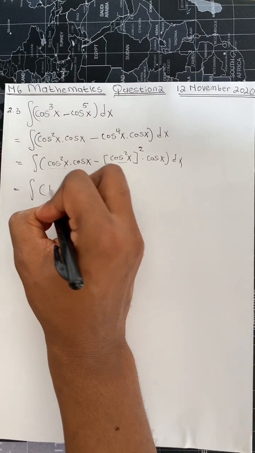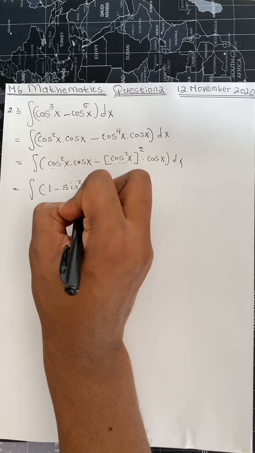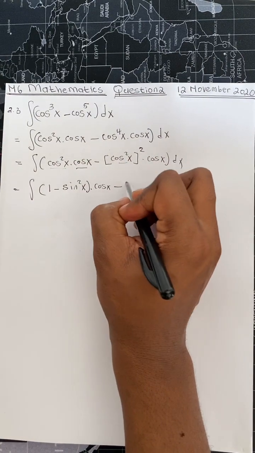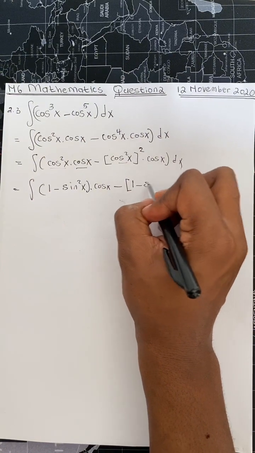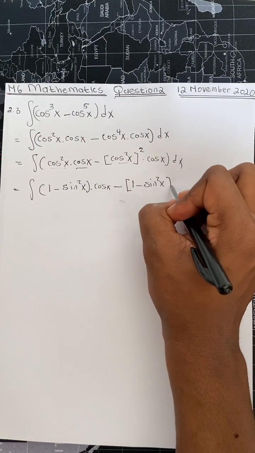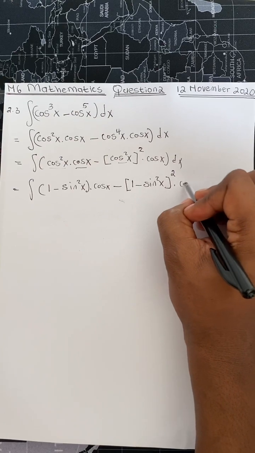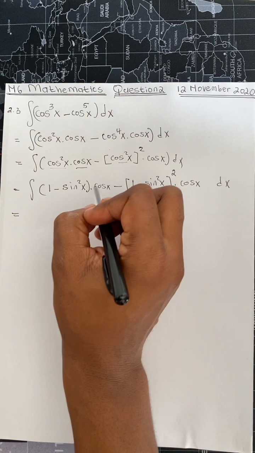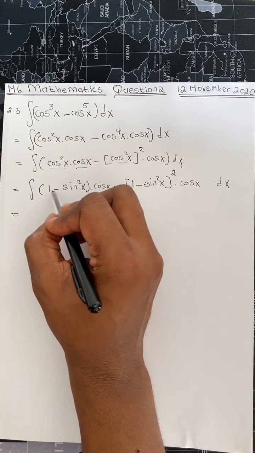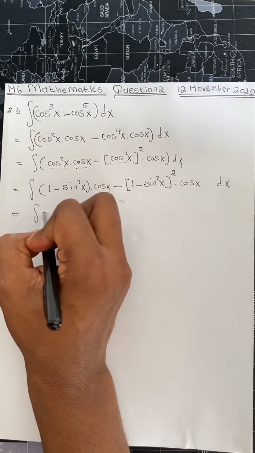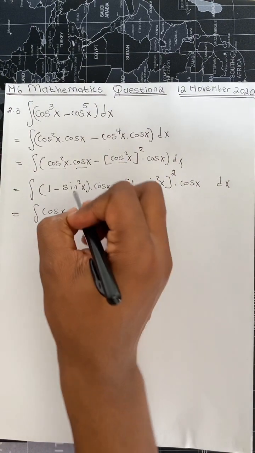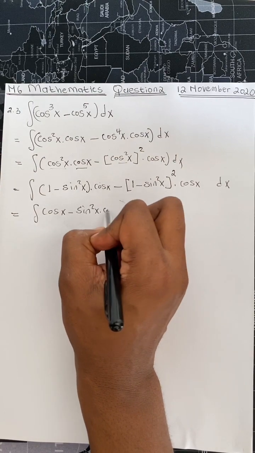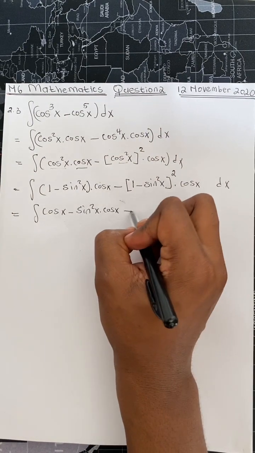The integral of 1 minus sin squared x in the place of the cos squared x, and we are left with the cos x. So same thing, 1 minus sin squared x, but this is raised to the power 2, cos x dx. So from here, let's distribute this cos x inside the parenthesis. So 1 multiplied by cos x is equal to cos x, minus sin squared x multiplied by cos x will be equal to sin squared x cos x.